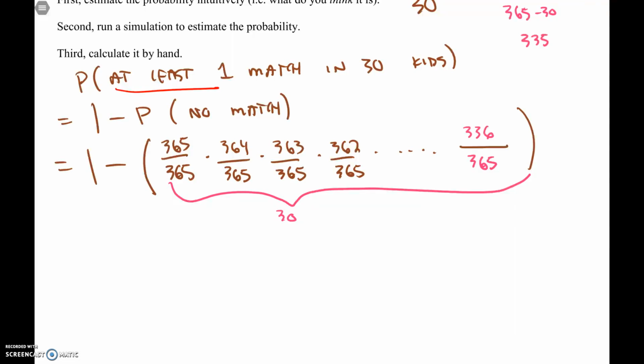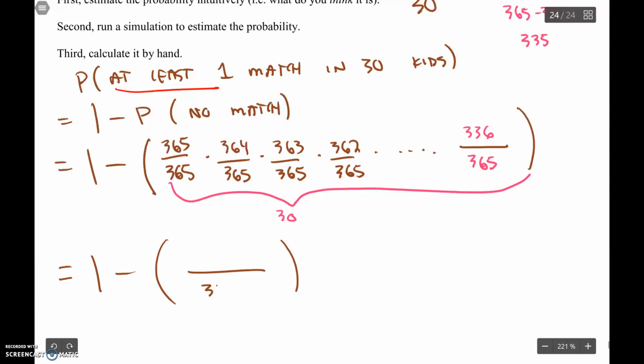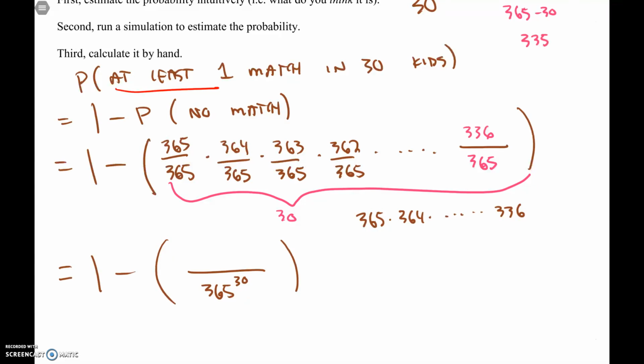So it's really not that complex to calculate. It's just really cumbersome to type in all of these into the calculator. In fact, I'm going to type this into the calculator, but I'm going to kind of simplify it. So basically, the bottom is going to be 365 to the 30th power. But how am I going to get the 365 times 364 times blah, blah, blah, all the way down to 336? I don't want to multiply those all out and type all 30 numbers.